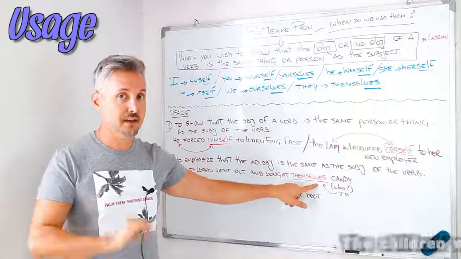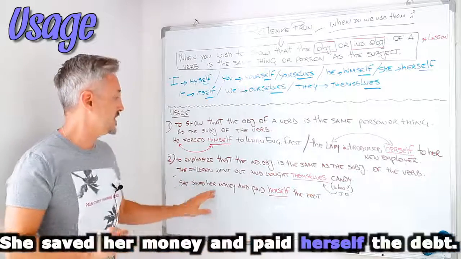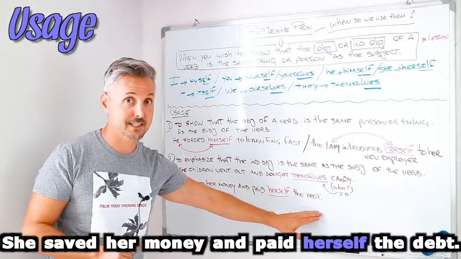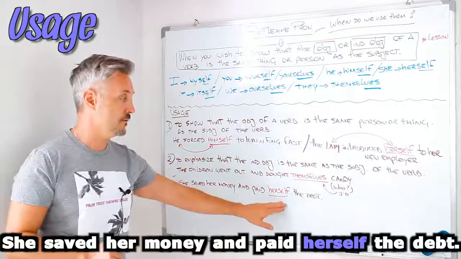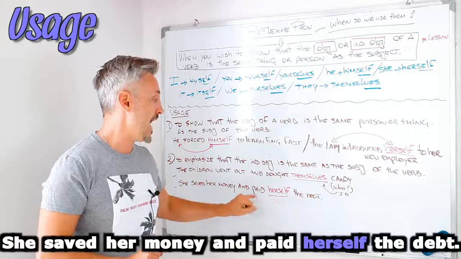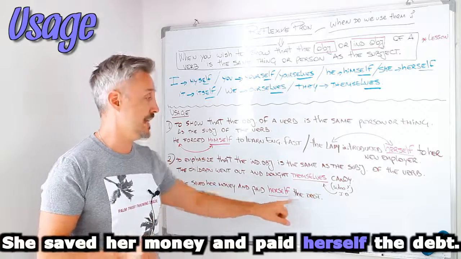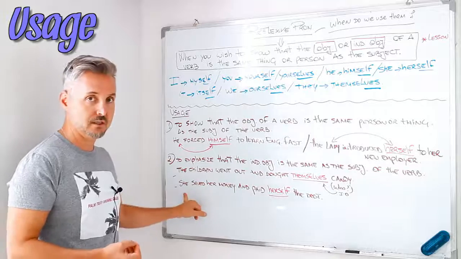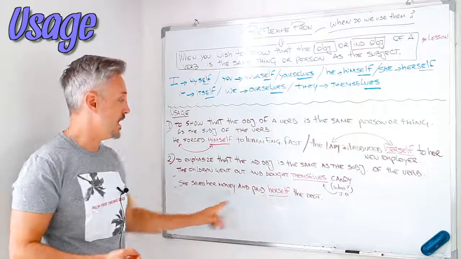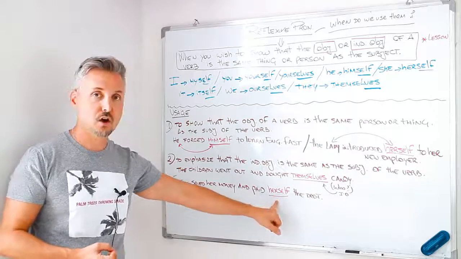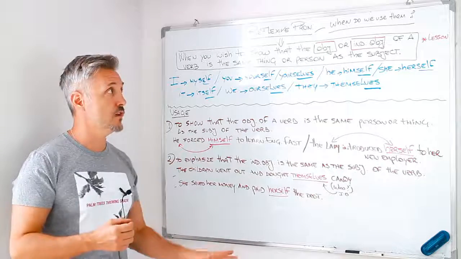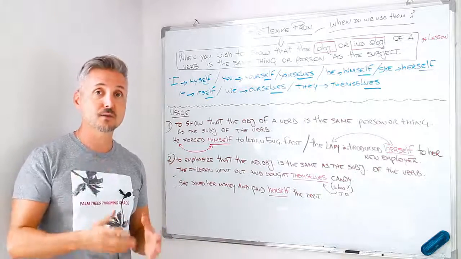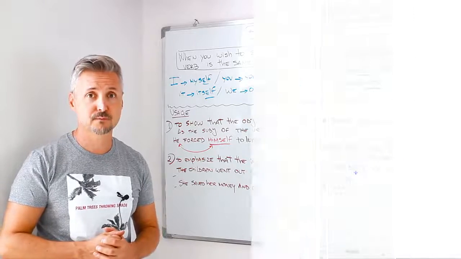Let's take a look at the other example. She saved her money and paid herself the debt. So, herself. Who paid the debt? Herself. Who is herself? She. So, she is the same as the indirect object. Now, I'm going to erase this and I'm going to look at 3 other cases where we use reflexive pronouns.